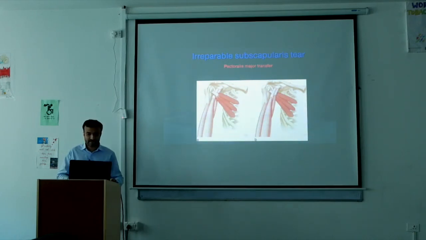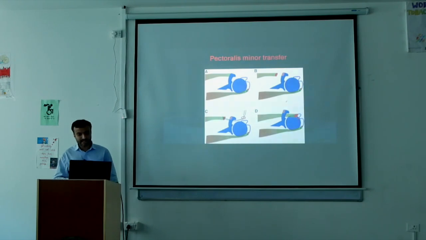Whenever we find an irreparable subscapularis tear, for the tendon transfer we can do either the pectoralis major. Here you can see that the pectoralis major, which is attached on the lateral aspect of the bicipital groove, is detached and shifted onto the LT. The pectoralis major can be transferred either over the conjoint tendon or under the conjoint tendon. Both can be done. The other option for the irreparable subscapularis tear is the pectoralis minor transfer.